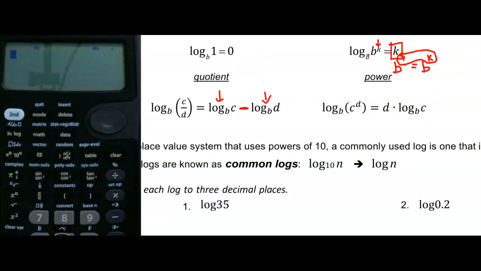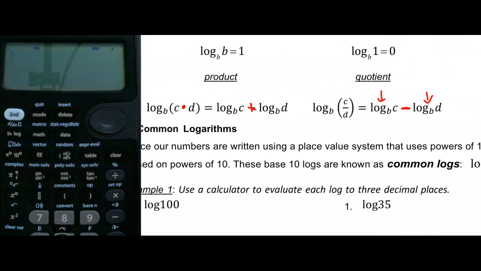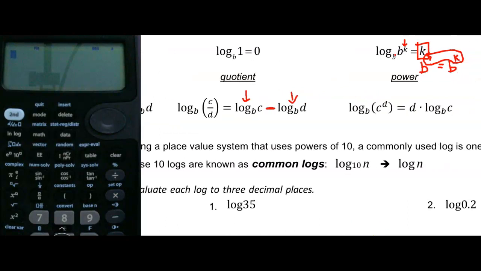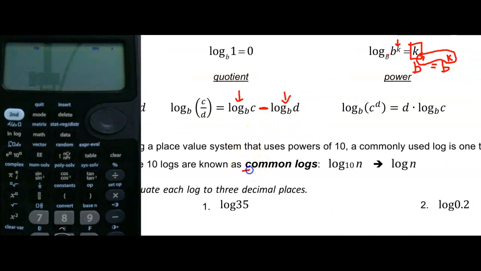Okay. Now with logarithms, you can use any base, but we use 10 as the common base, called the common log. Right? So I think I mentioned this before. If there's no number here, it's automatically 10. And if you use the log button on a calculator, it's automatically 10.